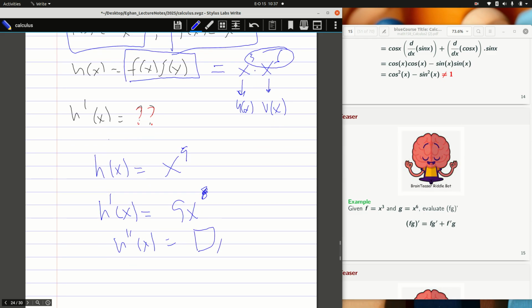So you have to be smart in when to use the product rule, 72 x to the power 7, and when not to use the product rule, and so on and so forth. And so that is it.